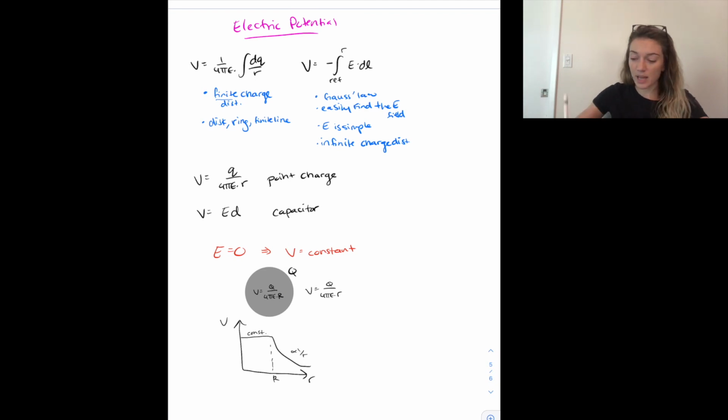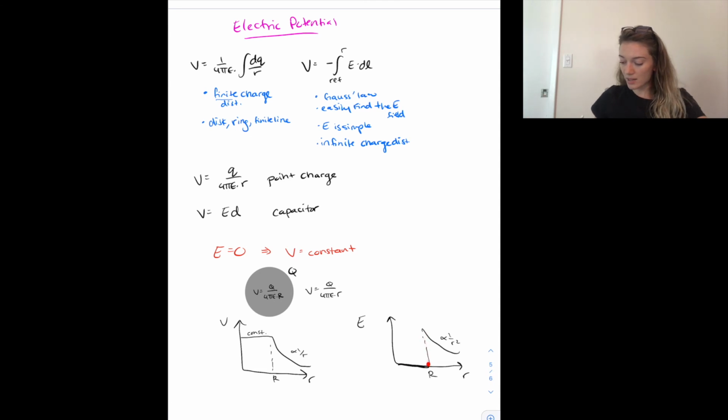And now if I were to plot the electric field in this case, so let's say I plotted the electric field for my conducting sphere with some charge, it would look like this. It would be 0 inside the sphere, and then it would sort of jump up, and then it would decrease with 1 over r squared. And the electric field now would have some discontinuity.